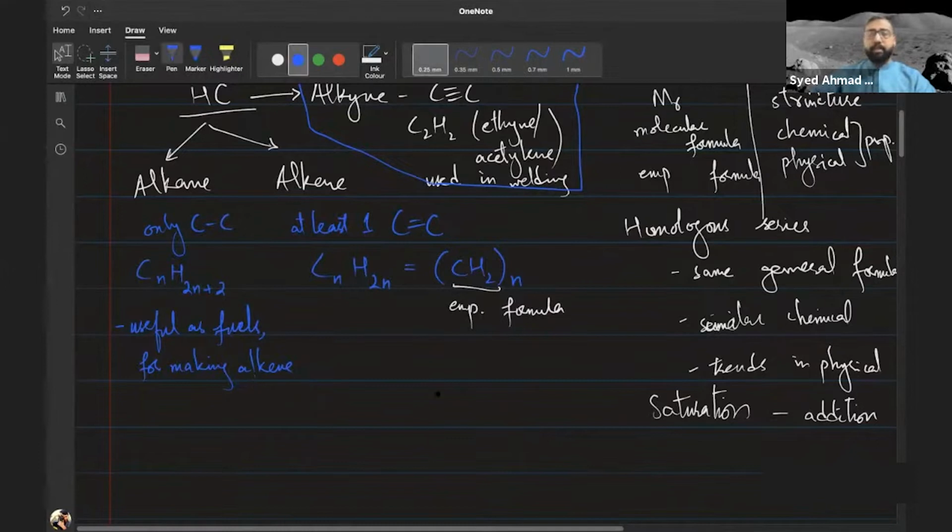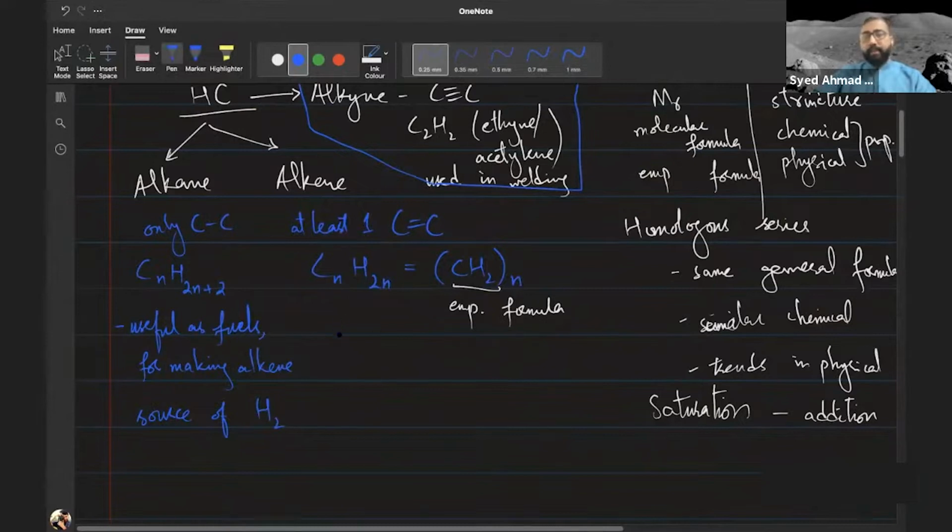Alkanes और alkenes में difference क्या है उनके uses में? That alkane is useful as fuel and for making alkene, and it is a source of hydrogen gas. When you break it down, you can get alkenes and you can get hydrogen gas.